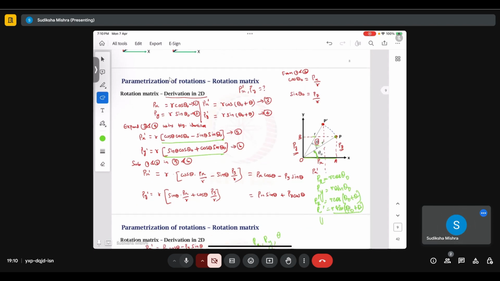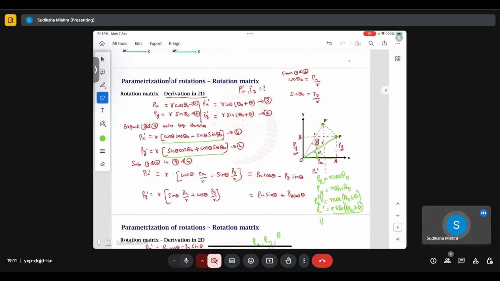However, suppose there is an object at P which is at a distance of r from the origin and at an angle theta naught. If this particular object rotates and goes to the position P dash, which is at an angle theta, since it's rotating and not translating, the distance remains the same as r.